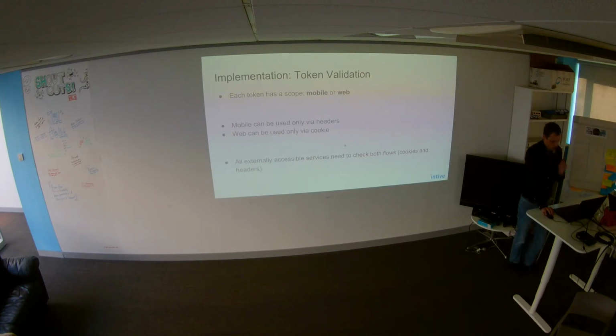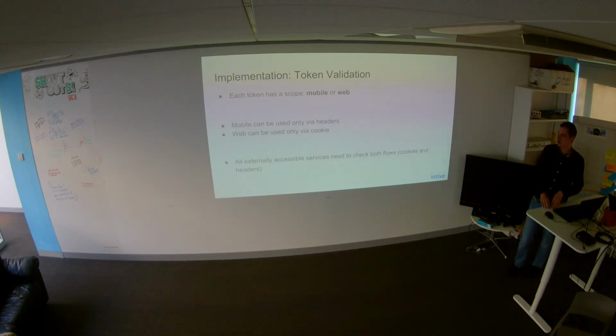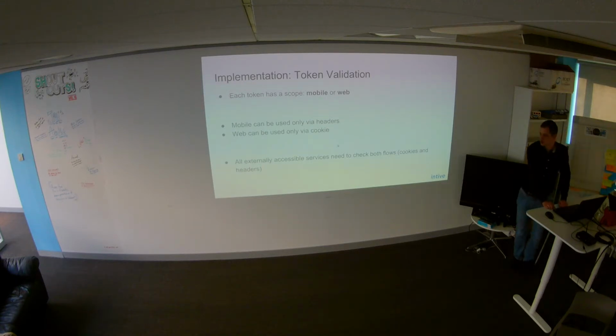So for mobile and for web, we ensured that our mobile clients can only send tokens via headers, and web can only send tokens via cookies. You cannot cross them. Just to be sure they are not used not the way we want it. And the issue was that all these caveats of the implementation had to have at least basic checks in all the externally accessible services. So our API and the upload service and the WebSocket service had to check the tokens on their own.